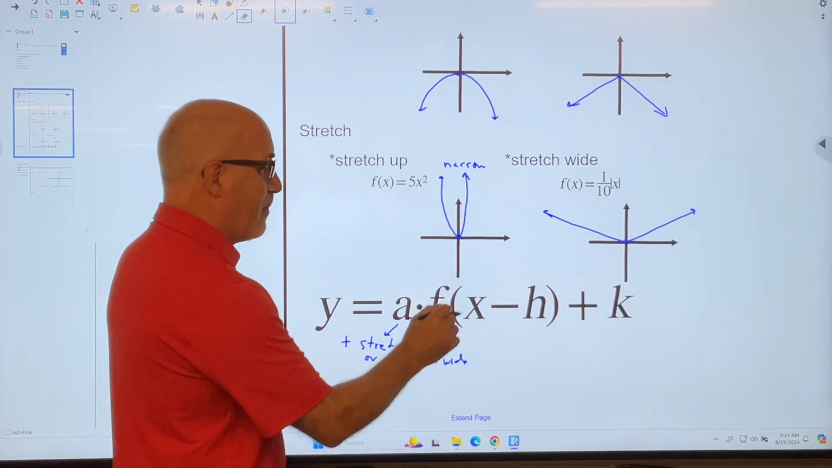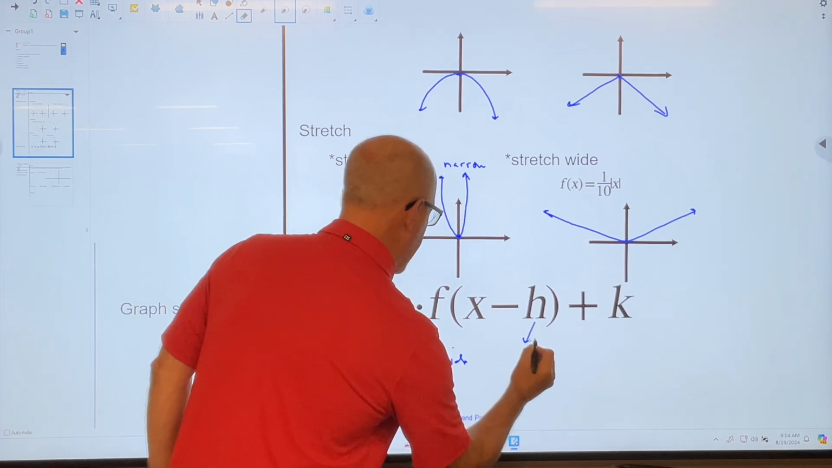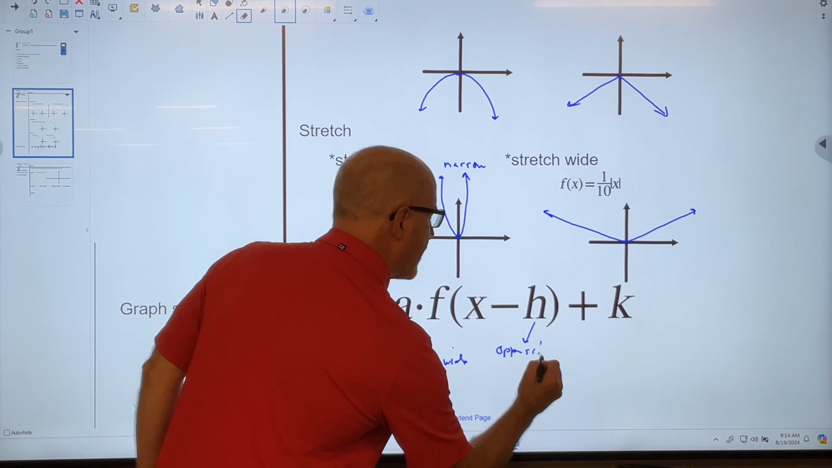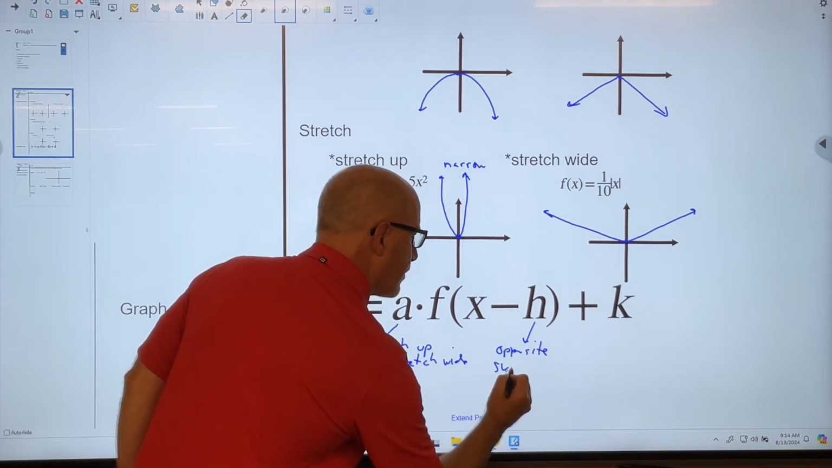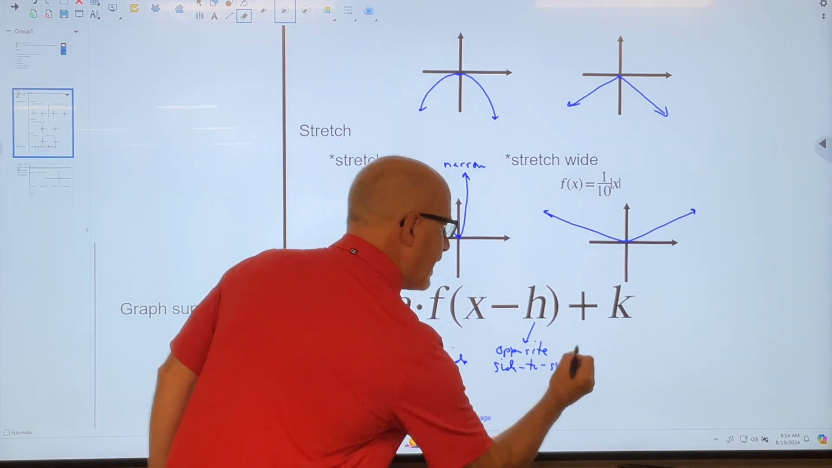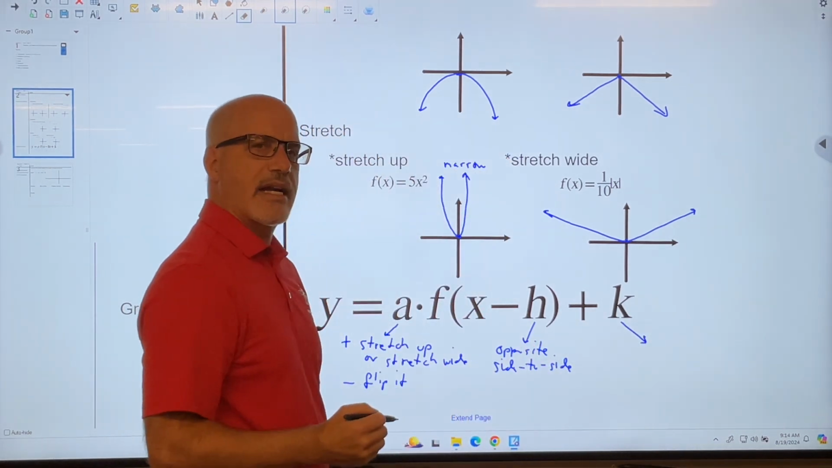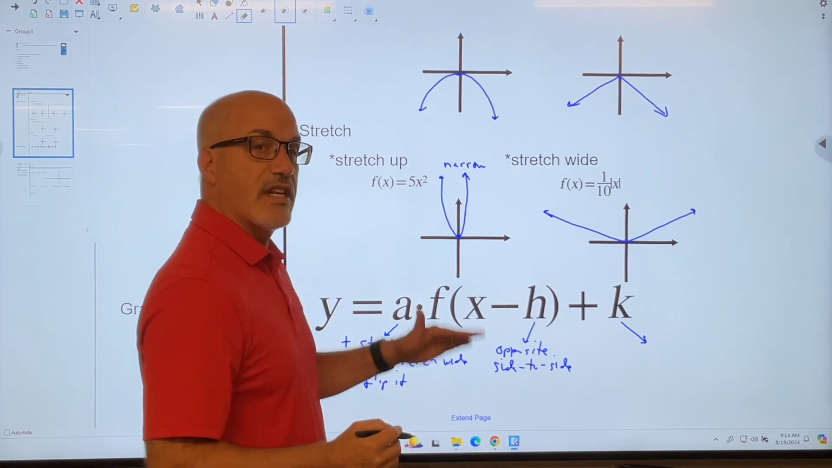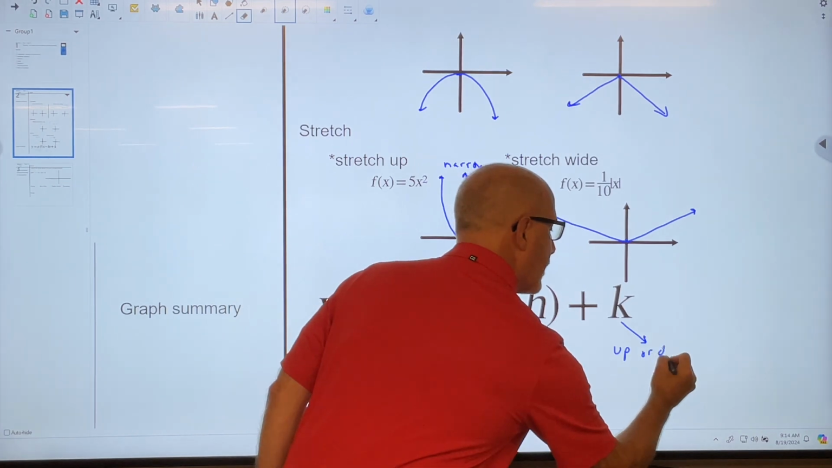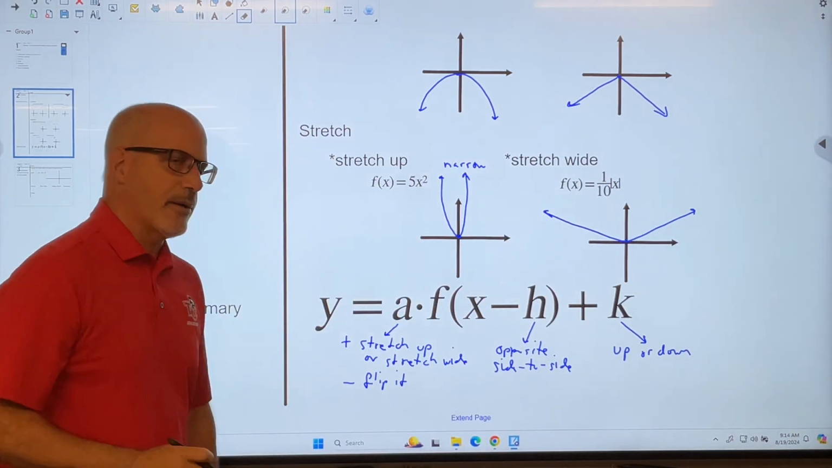So if you have a negative large number, it's also going to stretch it, but the negative will flip it over as well. This number here, what it does on the inside is it goes with the opposite, side to side. And what the number does out at the very end, being added or subtracted, what this does is it moves it up or down. So positive numbers would move it up, negative numbers would move it down.